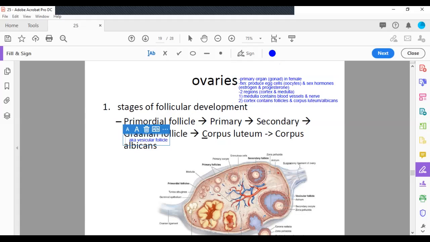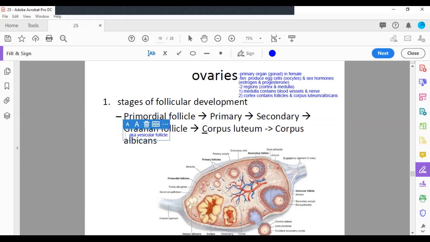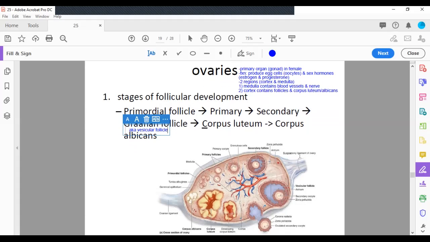Now, the vesicular follicle will rupture during ovulation. When it ruptures, the egg comes out. It releases the egg, and the egg goes into the fallopian tube. The remainder of the graafian follicle will become what's known as the corpus luteum, which will last for two weeks before it becomes the corpus albicans. So the corpus luteum remains functional for two weeks.